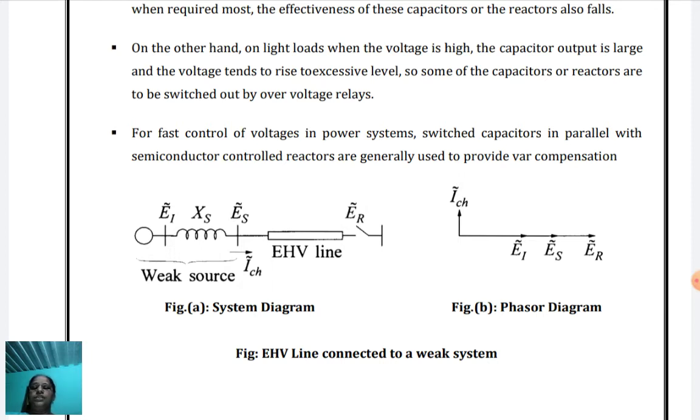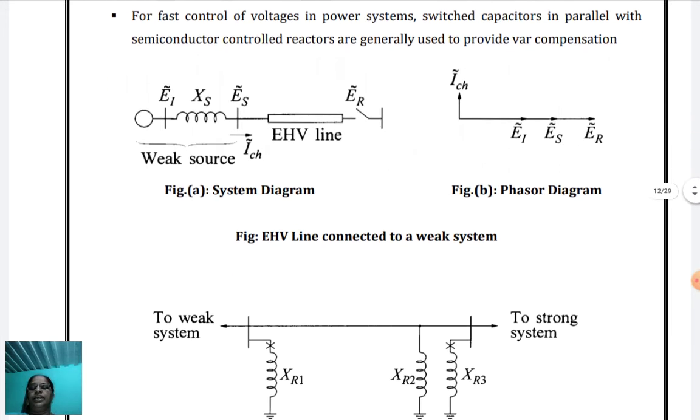In the system diagram, the weak source consists of the E1 vector, the reactance XS and so on, and then the EHV line. This is the receiving end voltage ER. In the phasor diagram, E1, ES and ER are all in phase, and the current leads this voltage by an angle of 90 degrees.